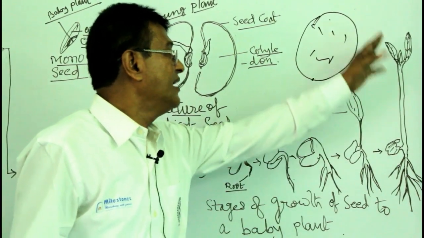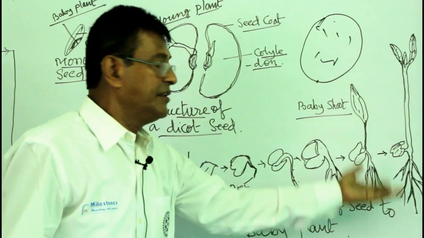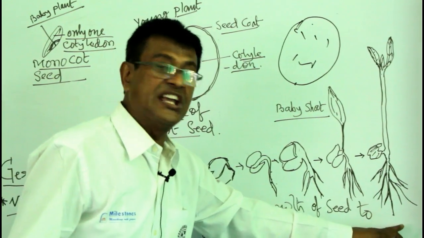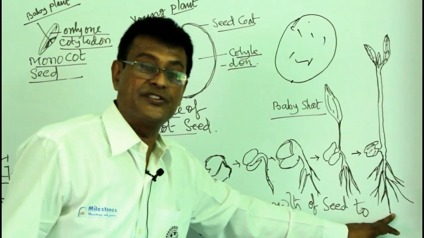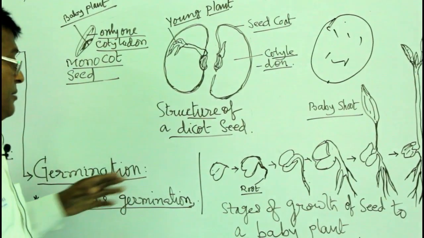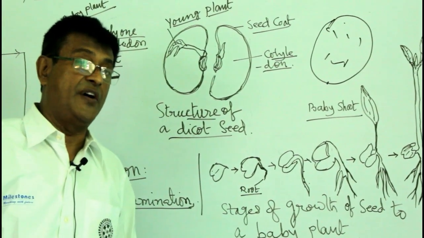This is the baby plant. After that, they slowly and gradually grow. The cotyledons detach and the plant starts taking its food through the root hairs and the roots. Alright? Now, this is common germination. There is also a special form of germination.